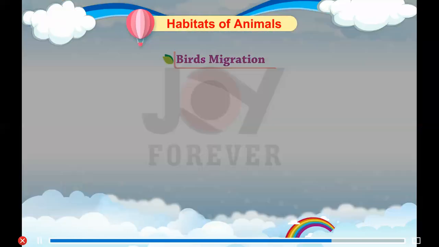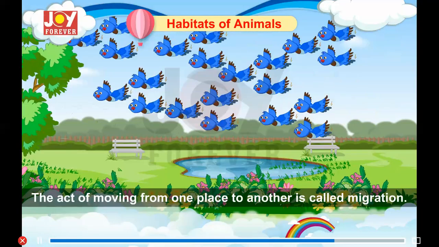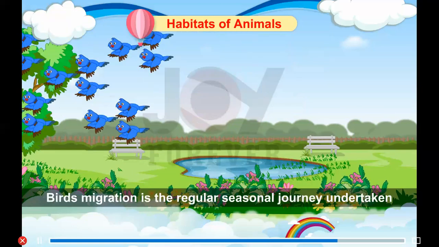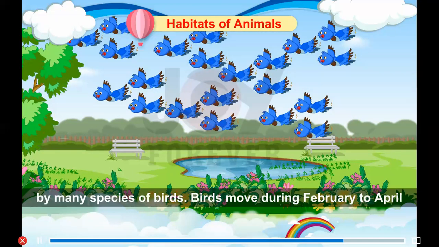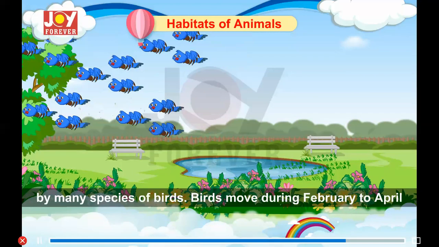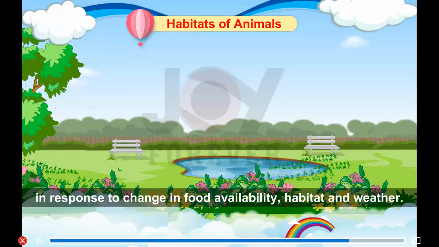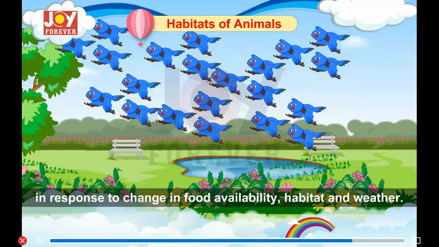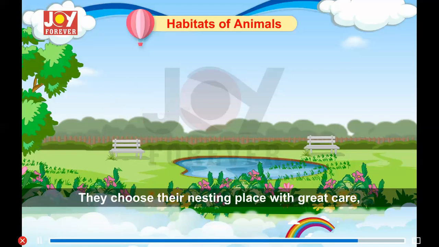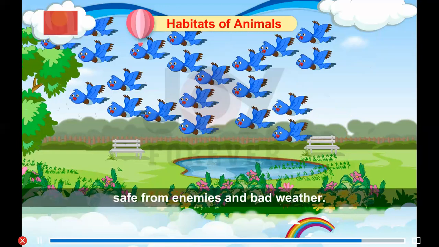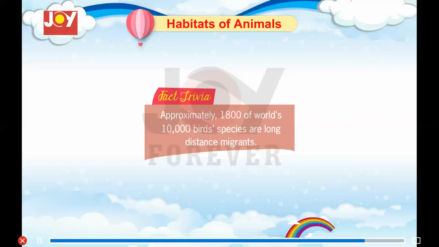Birds' migration. The act of moving from one place to another is called migration. Birds' migration is the regular seasonal journey undertaken by many species of birds. Birds move during February to April in response to change in food availability, habitat, and weather. They choose their nesting place with great care, safe from enemies and bad weather. Fact trivia. Approximately 1,800 of world's 10,000 bird species are long-distance migrants.